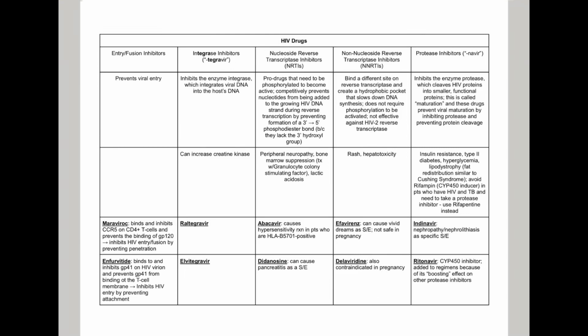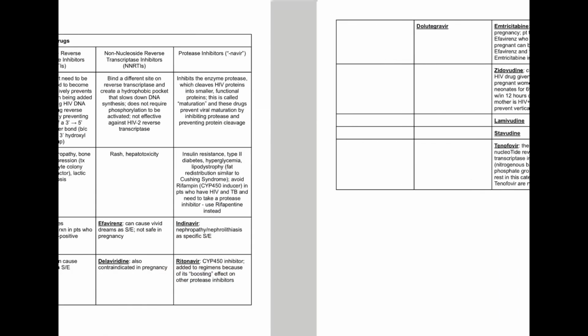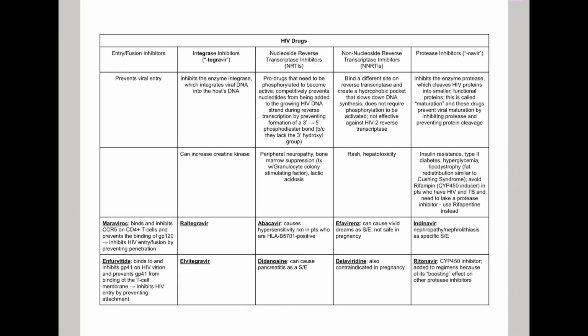So I've put the HIV drugs here on this table. This is a 2-page table here. I'll go over it with you now. You organize them into 5 classes. We have the first one, which is the entry and fusion inhibitors, then integrase inhibitors, the nucleoside reverse transcriptase inhibitors, non-nucleoside reverse transcriptase inhibitors, and then the protease inhibitors.